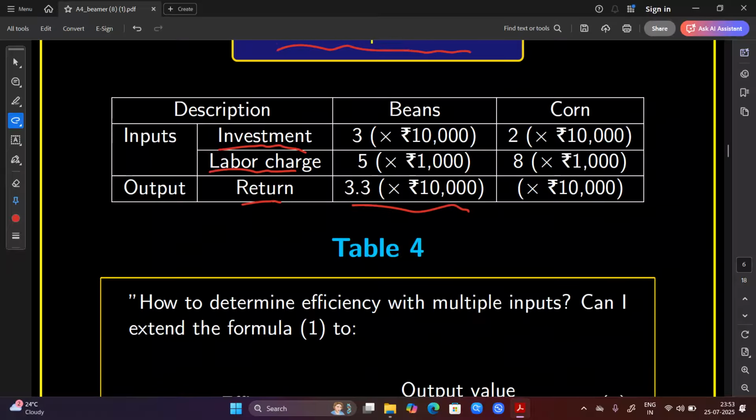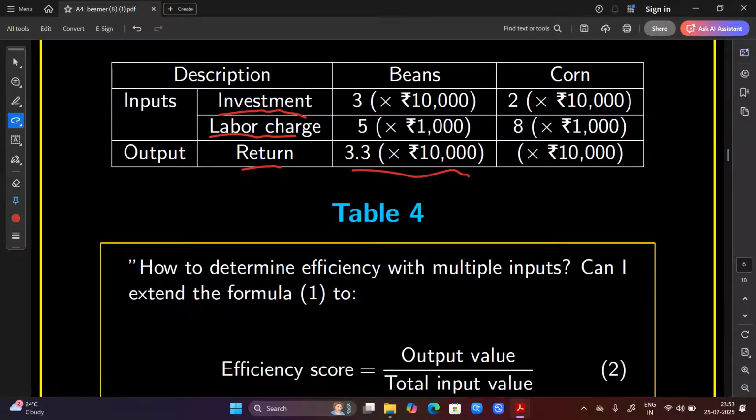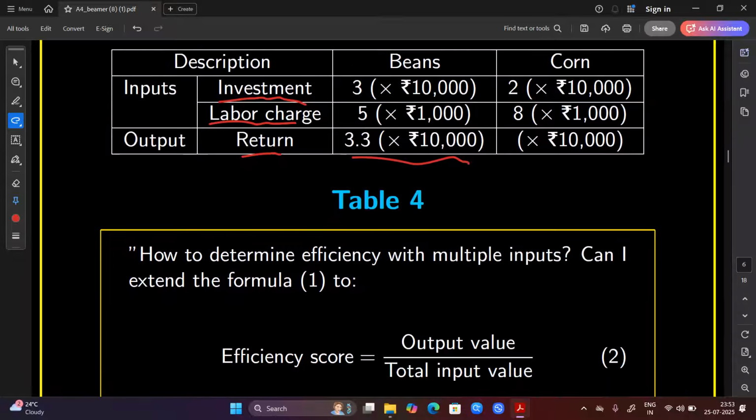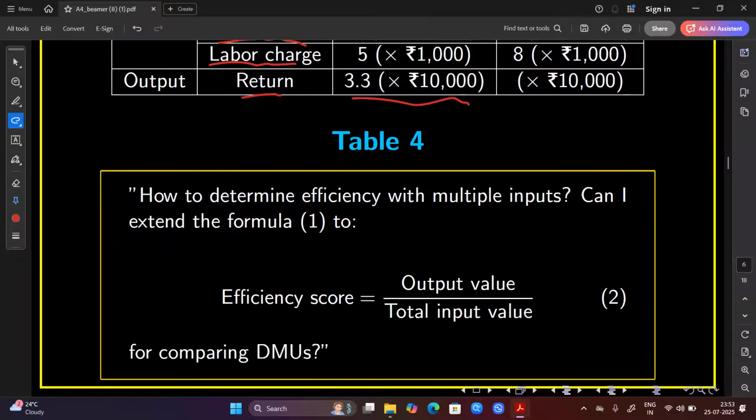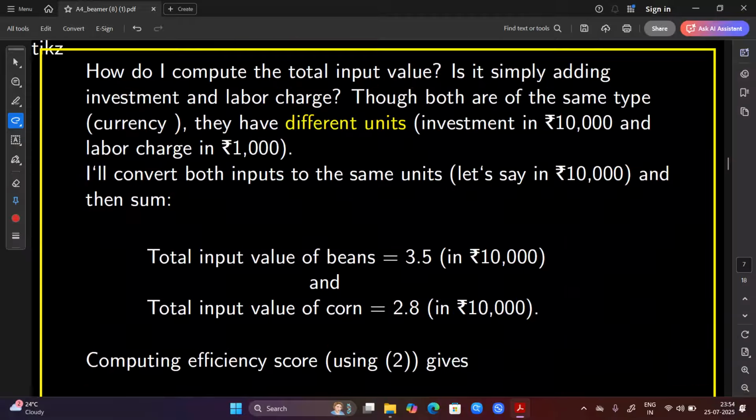Next, how to determine efficiency with multiple inputs? Can I extend formula 1 to this? Now this is a very interesting question. Can I apply the same formula, efficiency score equals output value divided by input value, for comparing DMUs? Next, how do I compute the total input value? It is simply adding investment and labor charge.